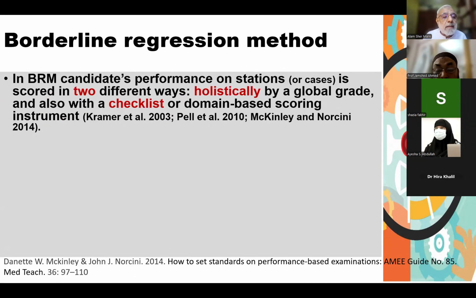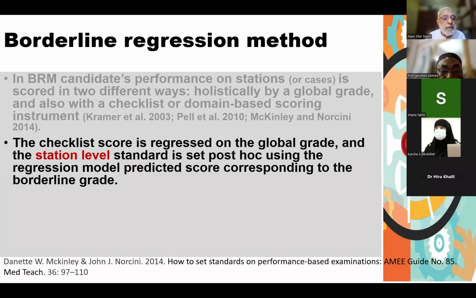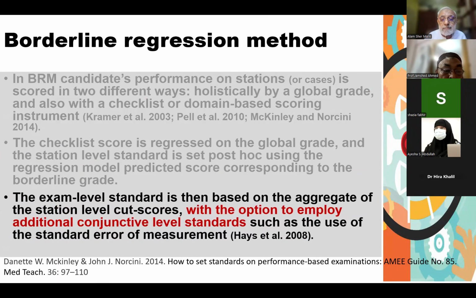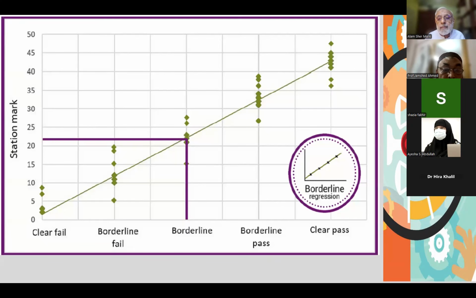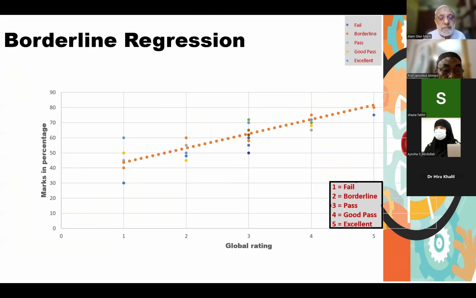Then in this borderline regression method, candidates' performance on stations or cases is scored in two different ways, like I said just now: holistically by a global grade, and also with the checklist or domain-based score, which I explained in the previous slide. The checklist score is regressed on the global grade, and the station level standard is set post hoc using the regression model predicted score. I'll show you the graph here. Right now, maybe this one would be the better example.